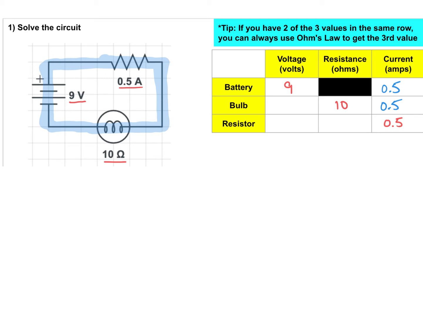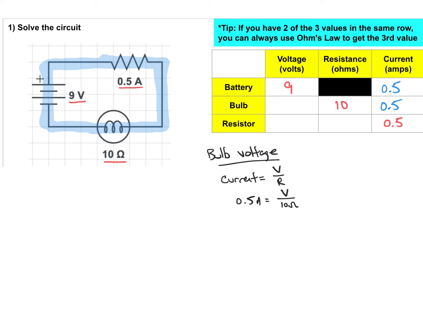With that done, now I will use my tip, because if I look at the light bulb row, I know two values in that row, so I can calculate the third value. So I'll say the bulb voltage. I'll do a little bit of a calculation here. So Ohm's law is current equals voltage divided by resistance. So I've got 0.5 amps equals something divided by the resistance of 10. So I have to figure out what that something is.